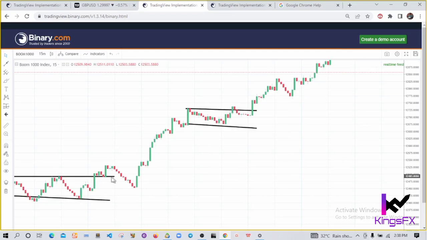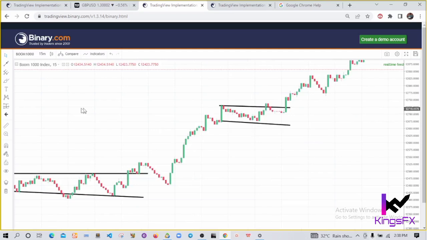Okay, you can see the first base here. After a breakout from the base, we enter our buy. Okay, at this point, after the breakout, we enter our buy. Then look at how we are going to do it. Now let's say, okay, we are buying here.